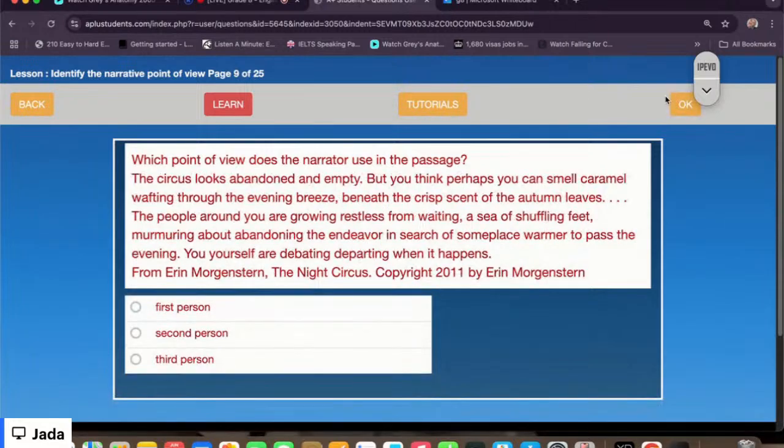The circus looks abandoned and empty, but you think perhaps you can smell caramel wafting through the evening breeze beneath the crisp scent of the autumn leaves. The people around you are growing restless from waiting, a sea of shuffling feet and murmuring. Some abandon the endeavor in search of some place warmer to pass the evening. You yourself are departing when it happens. First, second, or third?